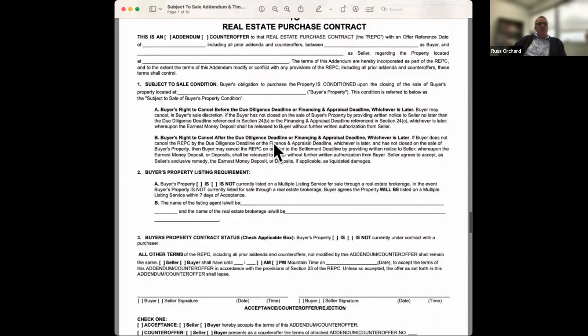The second one is if they do it after. So if the buyer does not cancel the REPSI by the due diligence deadline or finance and appraisal, whichever is later, and has not closed on the sale of the buyer's property, then the buyer can cancel the REPSI on or prior to the settlement deadline by providing written notice to the seller, whereupon the earnest money will be released to the seller without authorization from the buyer.